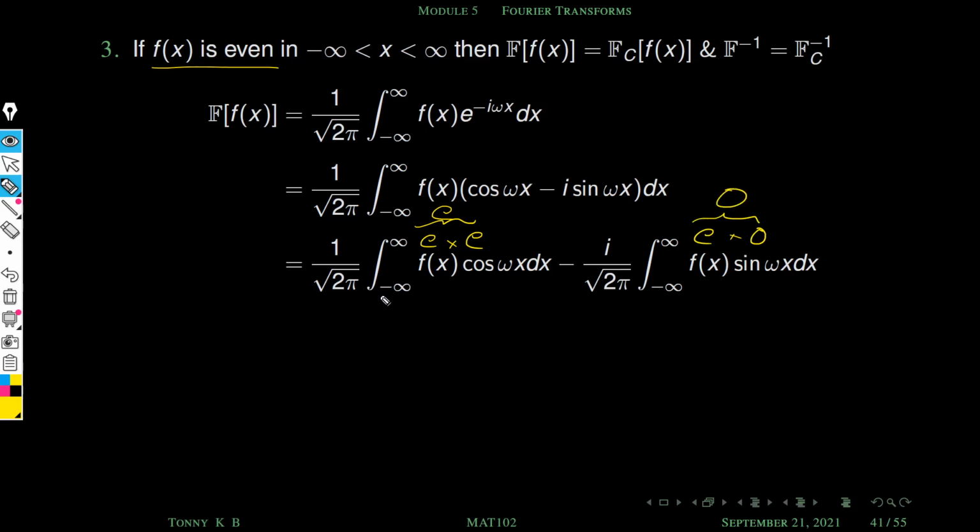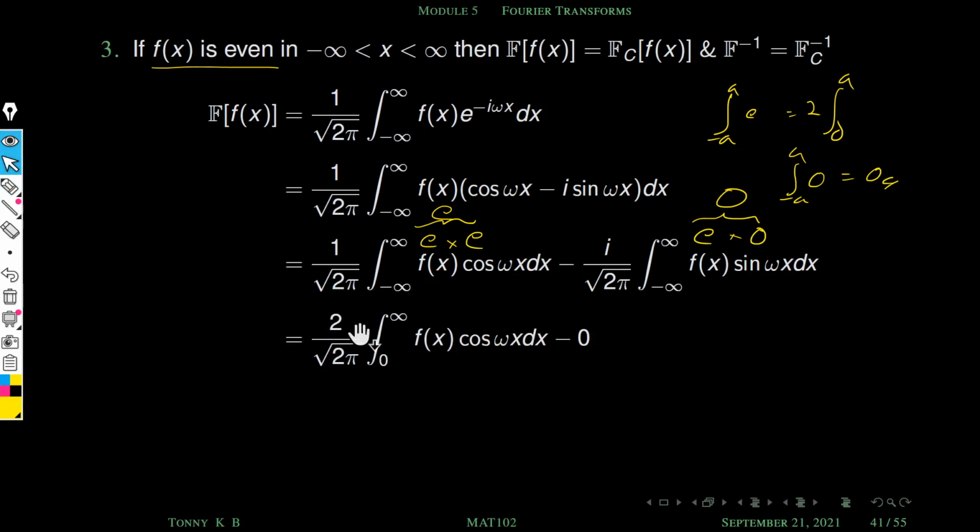Here the integral is of the form integral from minus a to plus a, and we know that the integral from minus a to plus a of an even function is equal to 2 times the integral from 0 to a. Similarly, the integral from minus a to plus a of an odd function is equal to 0. So the first part becomes 2 times the integral from 0 to infinity, and the second part becomes 0 because the entire integrand is an odd function. So this becomes 2 by root 2 pi, integral 0 to infinity f of x cos omega x dx, minus 0.